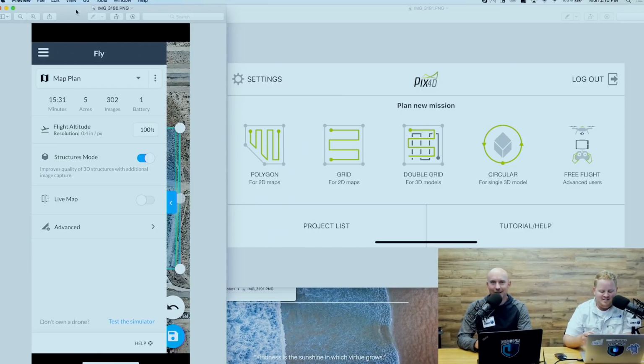Ground sampling distance is essentially the distance between the center of two pixels normalized for real-world dimensions. So it says between the middle of this pixel and the middle of this pixel, you're going to get, in this case, 0.4 inches. So the ground sampling distance is the overall resolution of the map. Your accuracy, whether it is absolute or relative, is going to be a multiplier of the ground sampling distance.